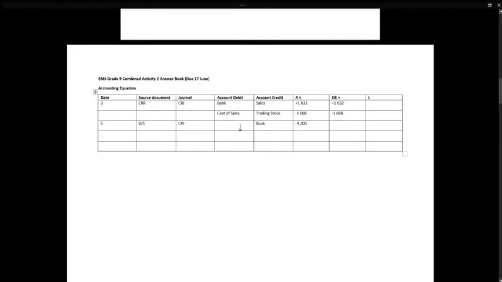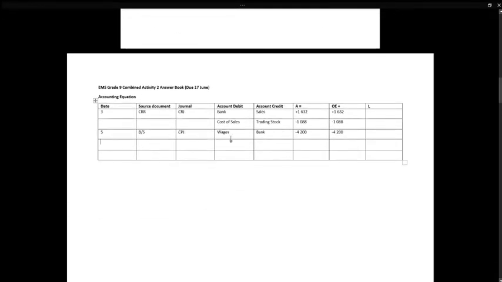Why is my bank increasing or decreasing? Because I'm paying wages. Wages is an expense account, and expenses increases in the debit side, and expenses will always have a negative influence on my owner's equity. Next transaction that we need to do took place on the 12th. Let's go and have a look at that transaction.